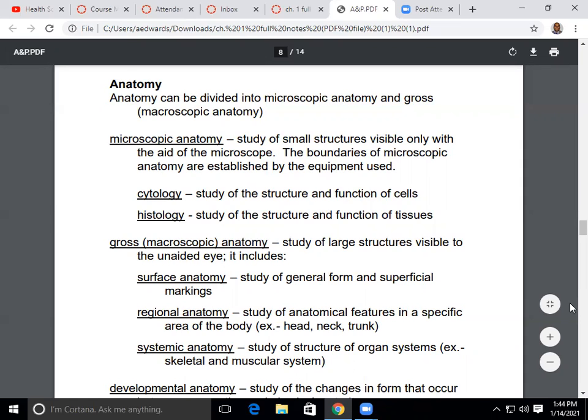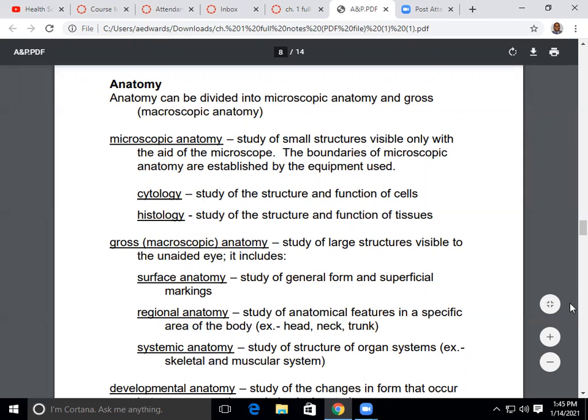So under microscopic anatomy, you've got two different kinds. You have the study of the structure and function of cells, or cytology. Cyto is a root word that means cell. And histology is the study of structure and function of tissues. Histo means tissues, okay? Now, just like there's microscopic anatomy, there's macroscopic anatomy, or gross anatomy.